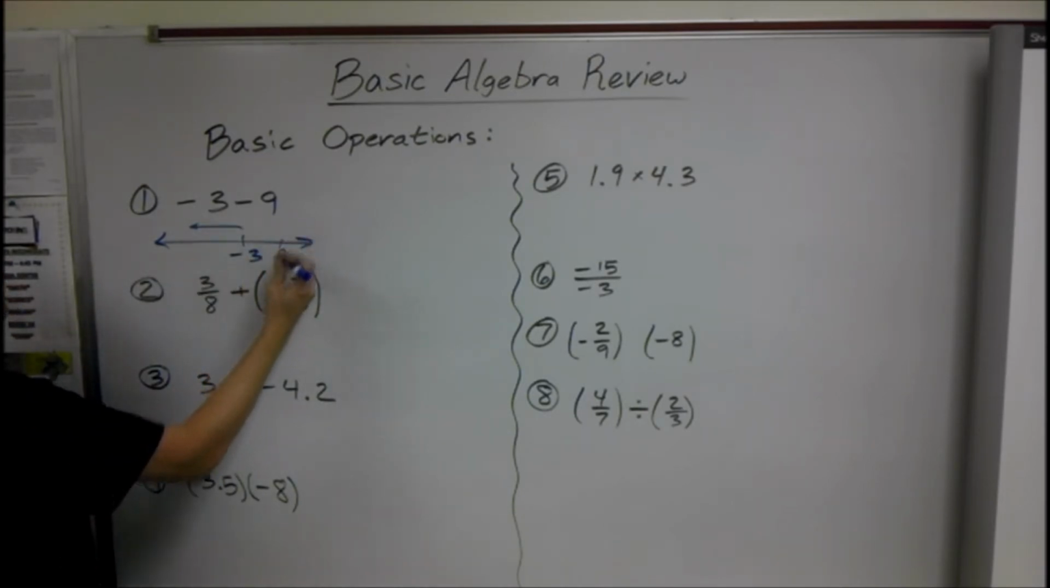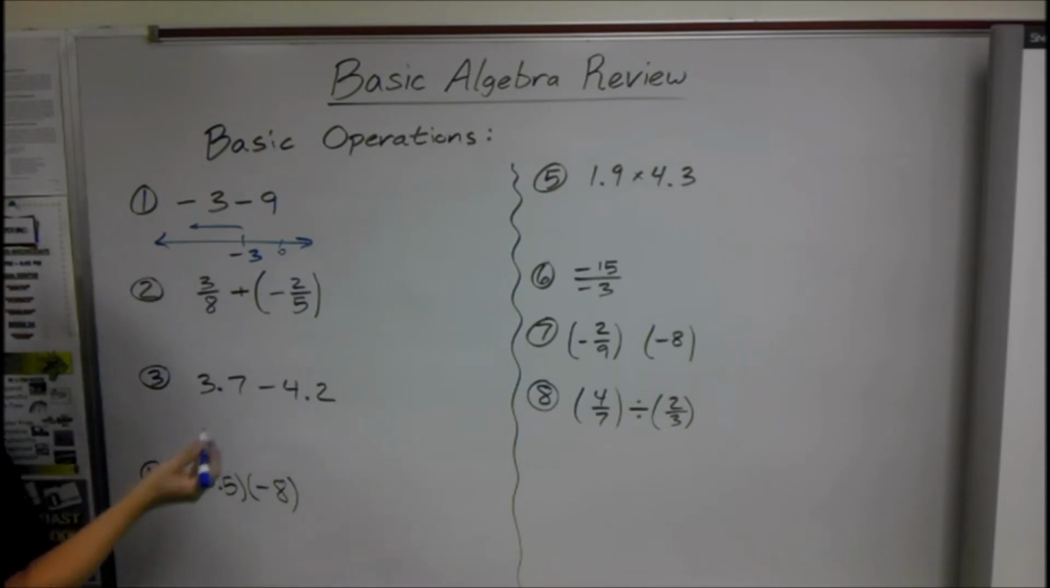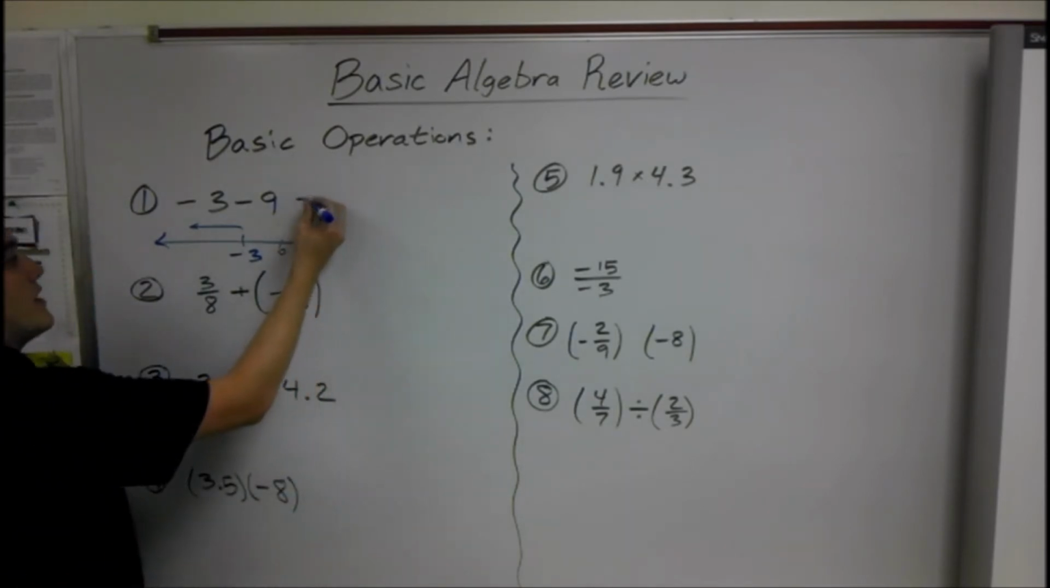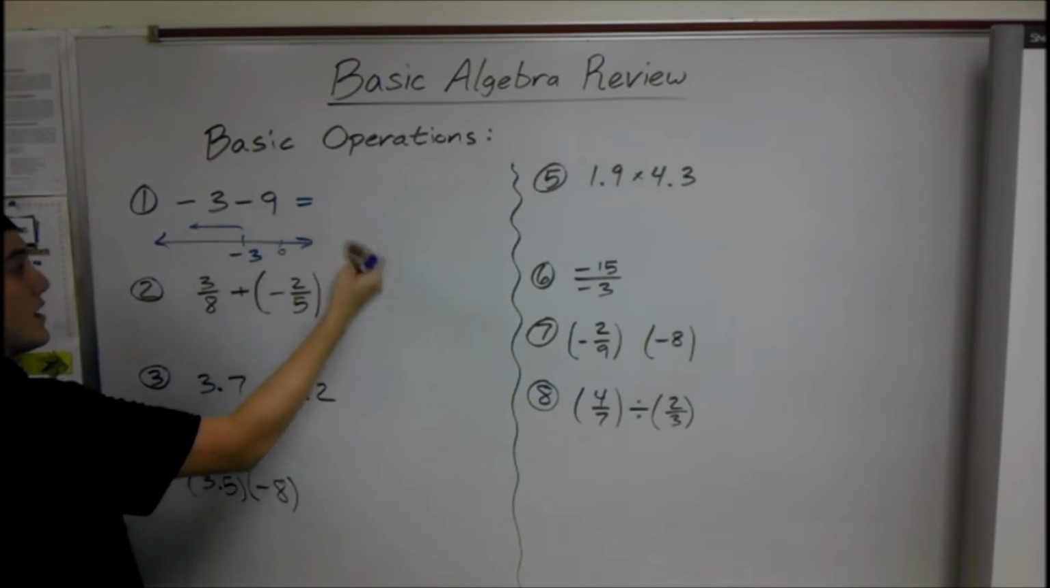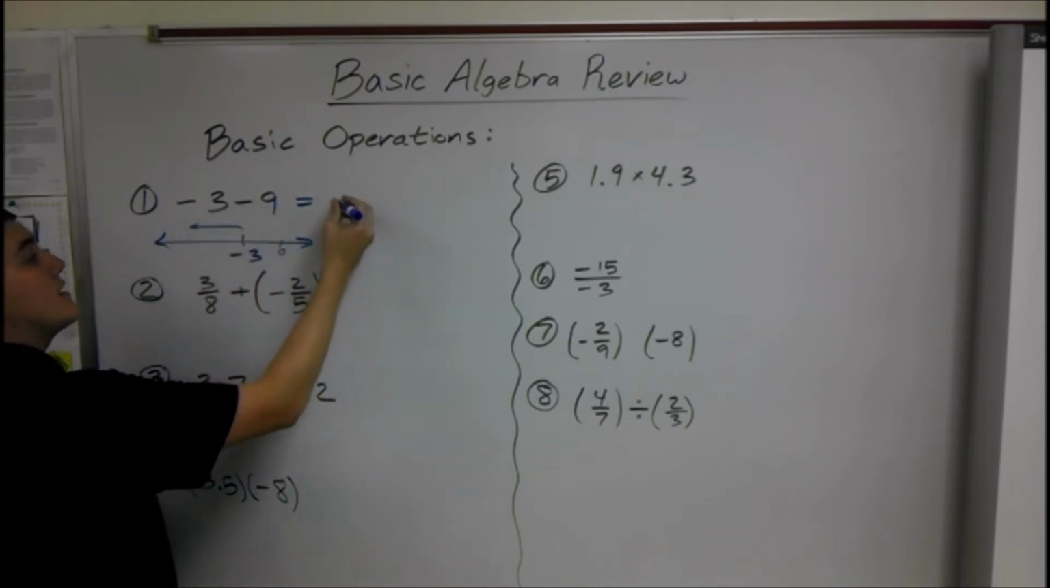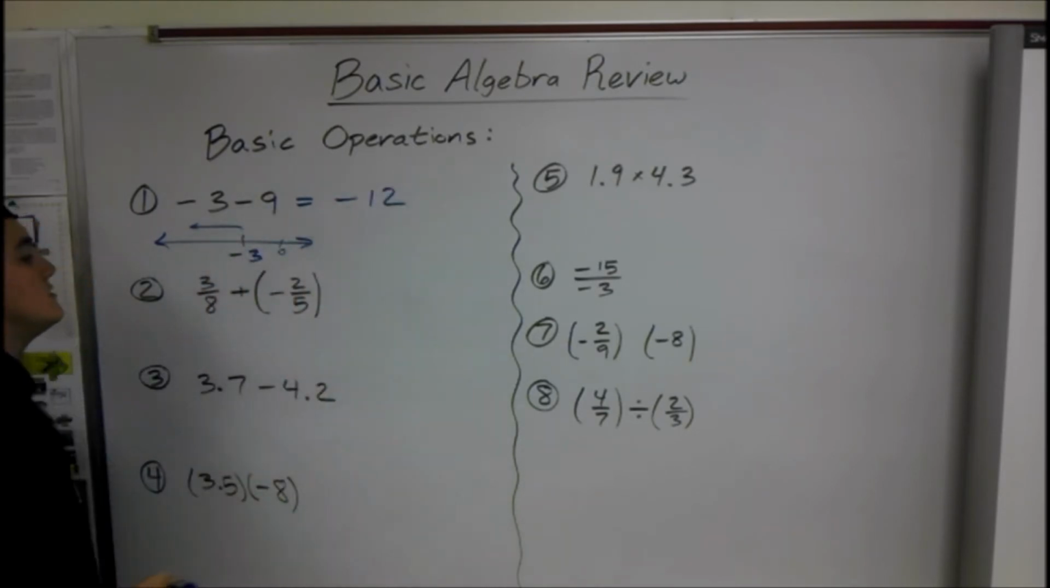Because this is 0. So you're pretty much adding the numbers together. So when you add two numbers with the same sign, you add them. 3 and 9 make 12, and it's going to be negative, so -12.